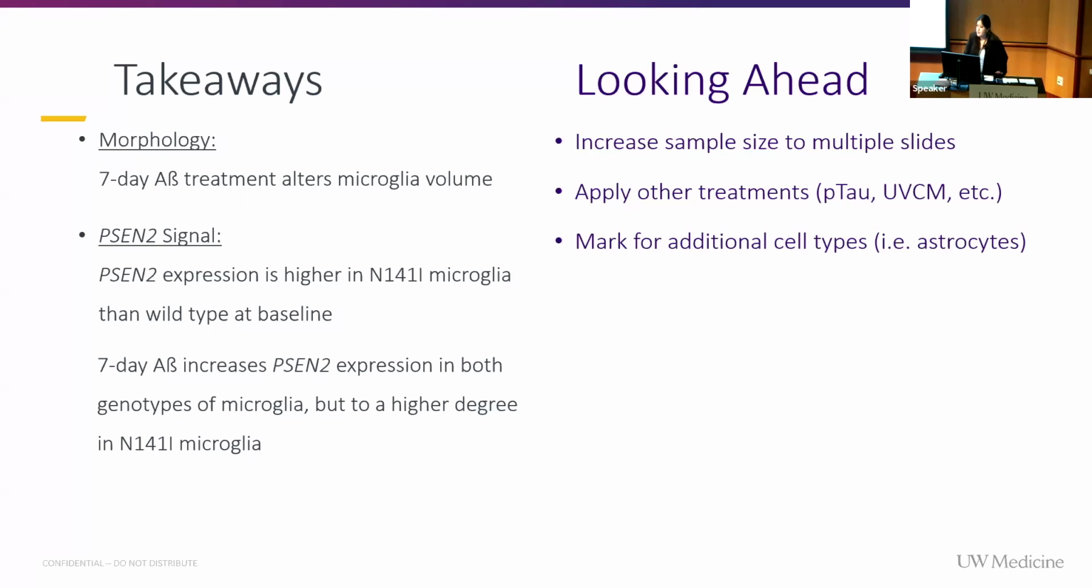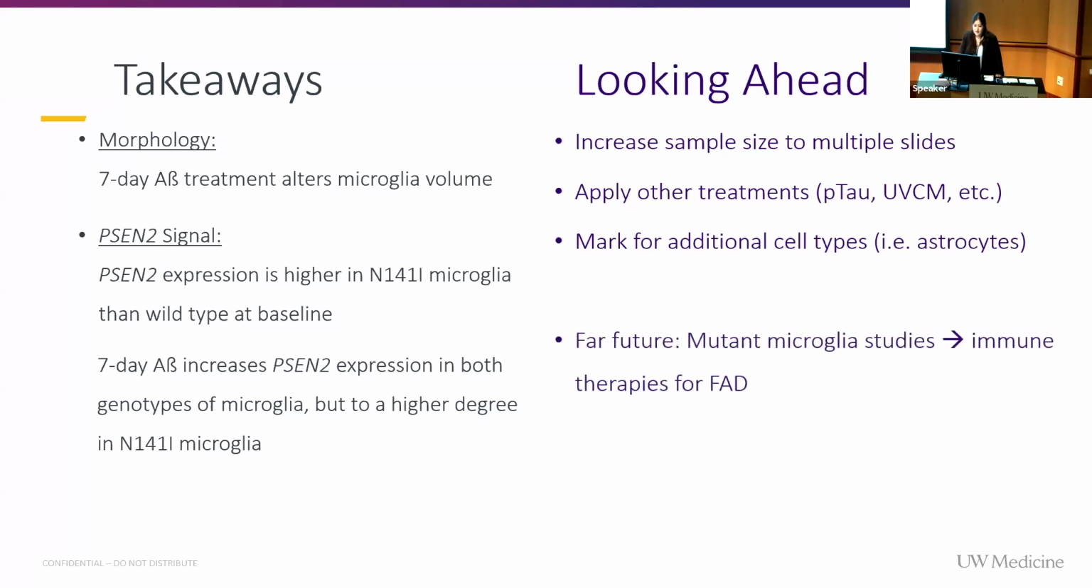But we could also do other treatments such as p-tau, and ultimately we can also mark for additional cell types such as astrocytes. And in the far future, because we suspect that mutant microglia are more aggressive and activated, studying them can help us understand if they do worsen familial Alzheimer's disease, and that can later help us design immune therapies for familial Alzheimer's disease.